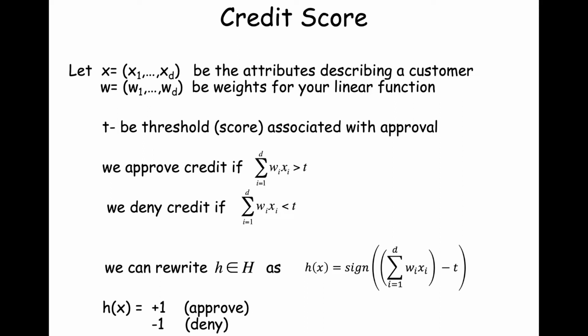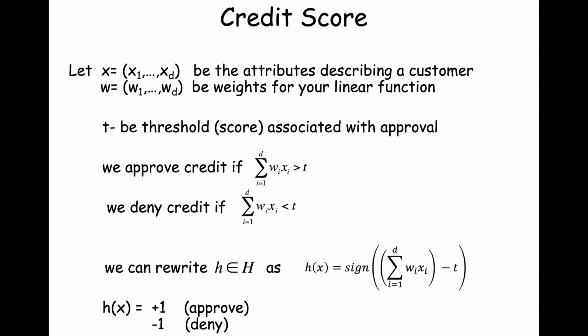So then we can also rewrite our hypothesis, and this hypothesis is one instance of a function from a function class. We can rewrite this as sign of this weighted sum. The sum of i goes from 1 to D of wi xi minus T, our threshold.